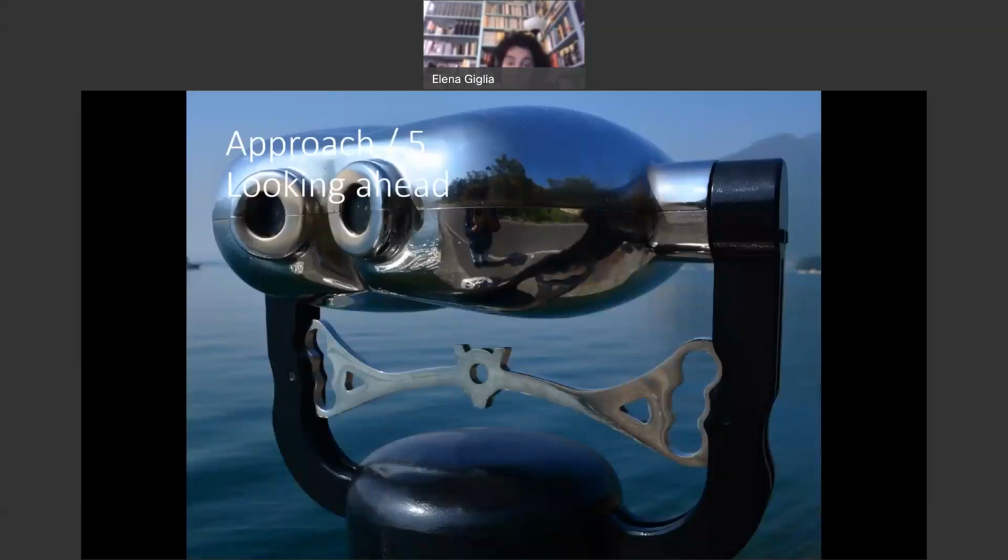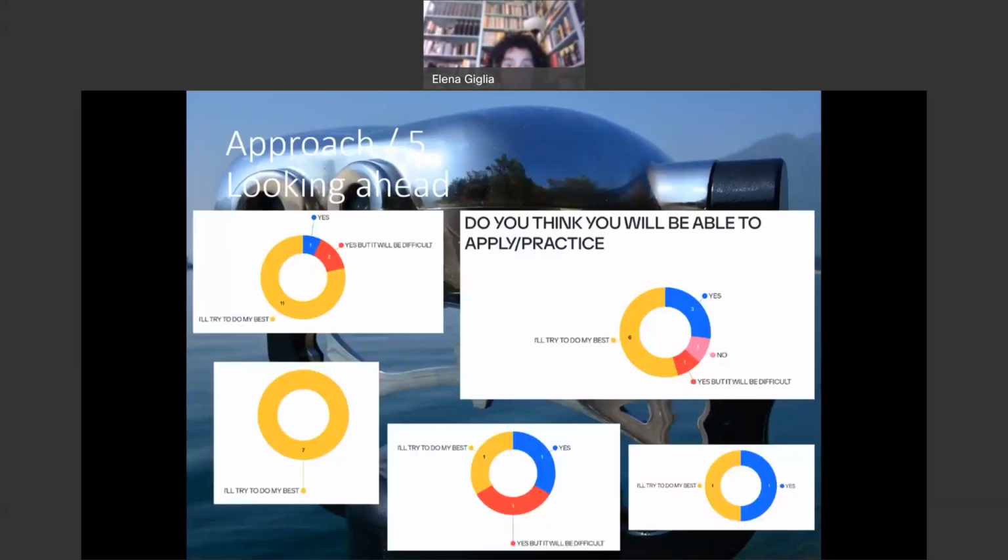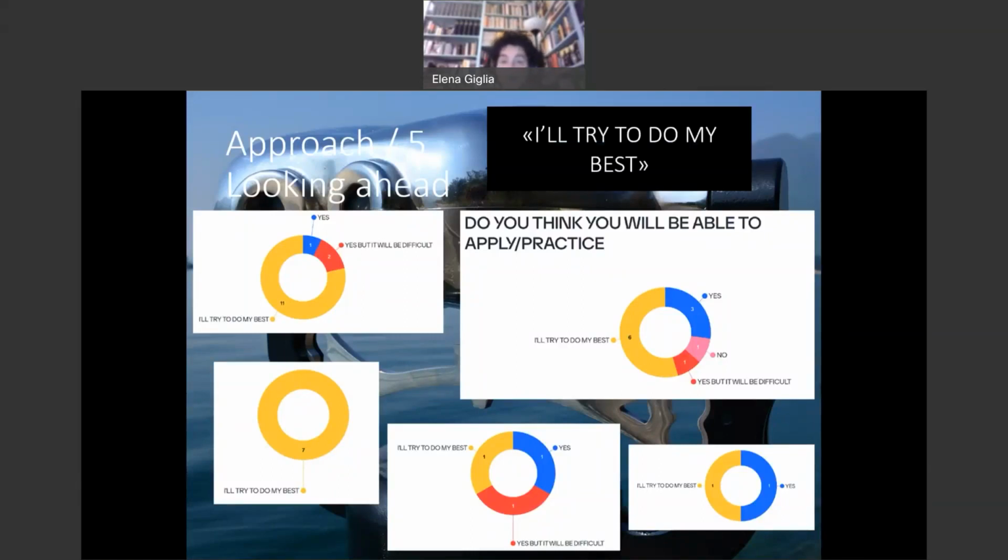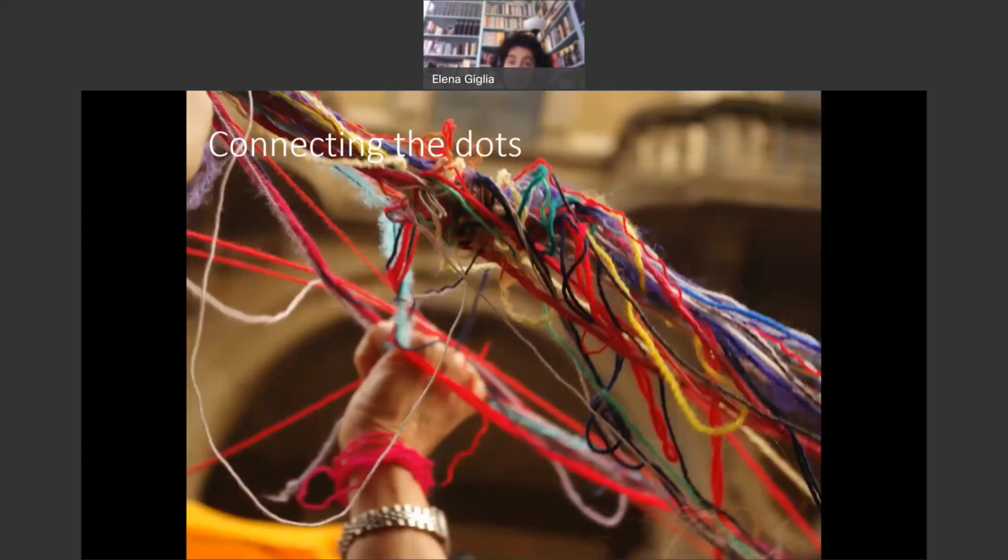Another thing I asked them is to look ahead. So do you think you will be able to apply, to practice what you learn? And I would say I'm very happy because the common answer was, I'll try to do my best. So this is precisely the spirit of this course. It's not just theory. It's about practicing open science. So you will try to apply in your daily workflow what you learn during the course. And then a final slide about connecting the dots.